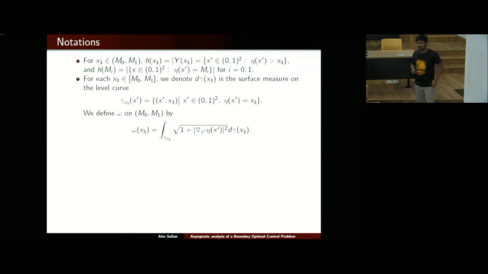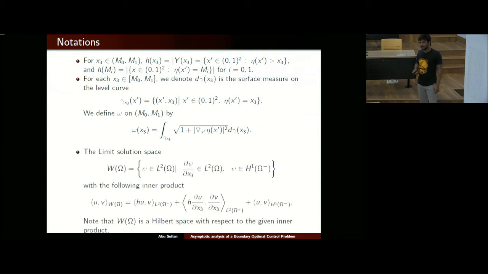Okay. And this gamma x3 is that we have fixed a referential and we have a level curve. So eta of x dash equal to x3 is a level curve, and omega x3 is this value, where grad x dash of eta we treat as a function, and gamma x3 is the measure on gamma x3 of x dash.